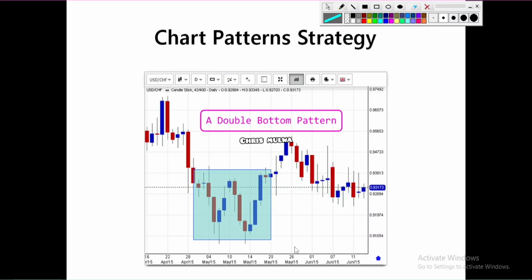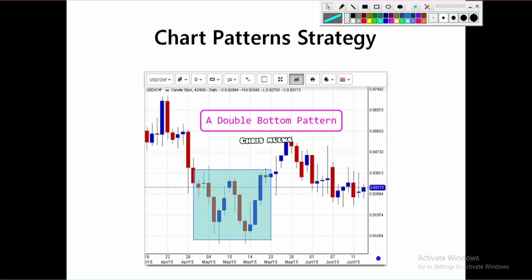Traders, I am back again with these strategies. I'm covering very simple strategies. If you have been struggling to identify reversals in the market, these are the strategies you should look at.